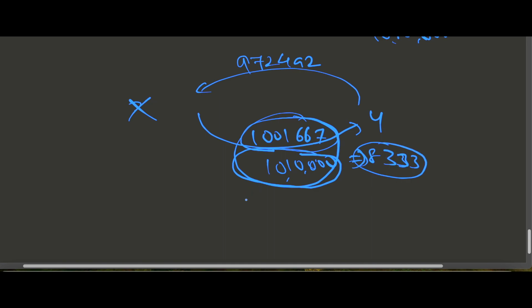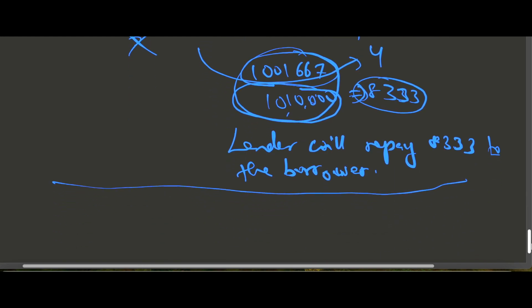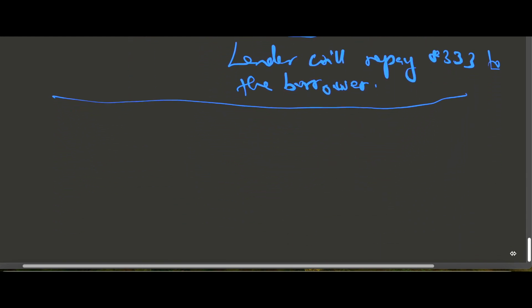So in that case, the lender will repay 8,333 to the borrower. This is how collateral management happens. Okay, fine. Now there is one more learning you can take from here, and then there are some terminologies I would like to say.